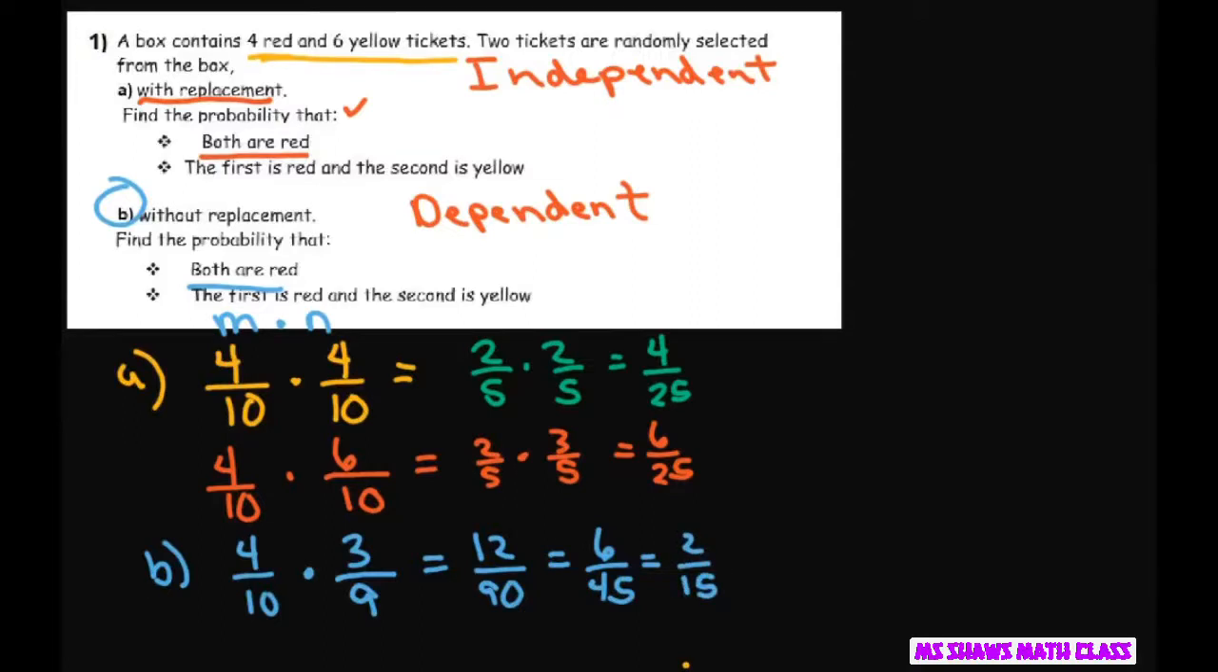Now, let's do the next one. The first one is red. So again, that would just be 4 out of 10. Now, you don't put it back, so there's only 9 tickets left. But you still have 6 yellow tickets. So this is just going to be 2/5 times 2/3. So that would be 4/15.